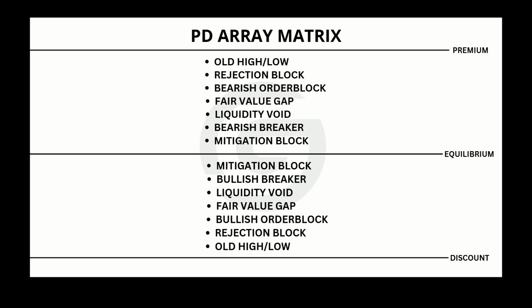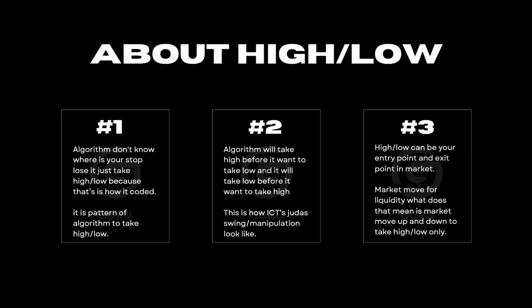So what are those three things? Let's go through them. The first thing about high and low is that the algorithm moves the market. It doesn't know where you put your stop loss, because it's an algorithm, not a human. So why does it take the high and low? It's because of how it's coded.